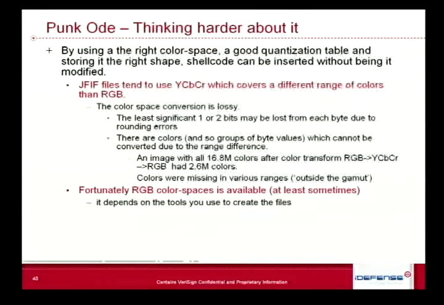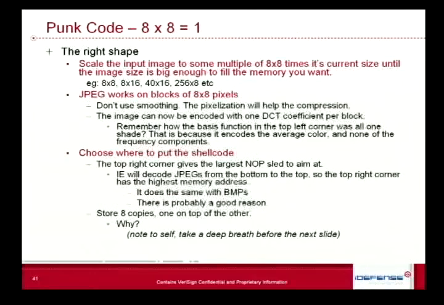But you can sometimes, depending on the tools you use, encode your JPEGs with the RGB color space. And you have to have the right shape. If you scale the image, as I said, to some multiple of 8 by 8 times its current size, until it's big enough to fit in memory, do that. JPEGs work on those blocks. If you don't use smoothing, the compression gets helped. I think I mentioned that already.